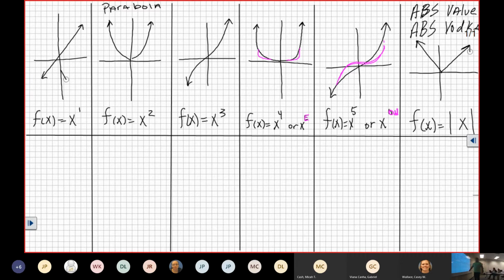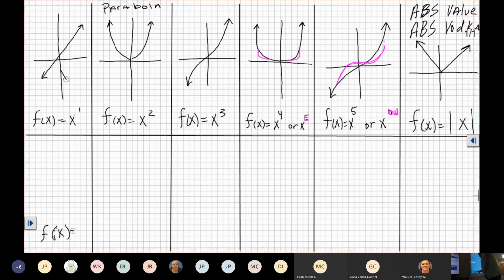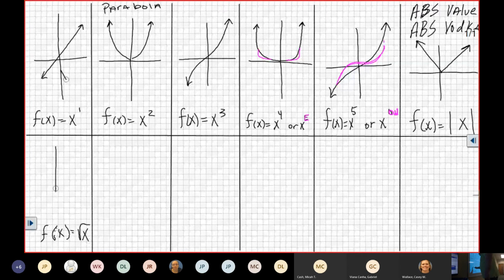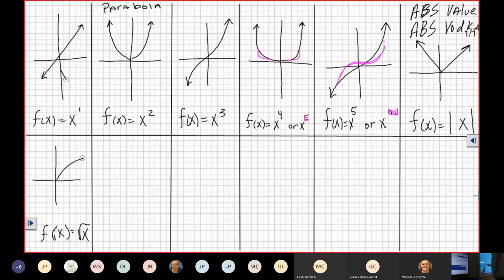F of x is equal to the square root of x. That's just a swoosh. And it doesn't have another side because you can't take the square root of a negative.